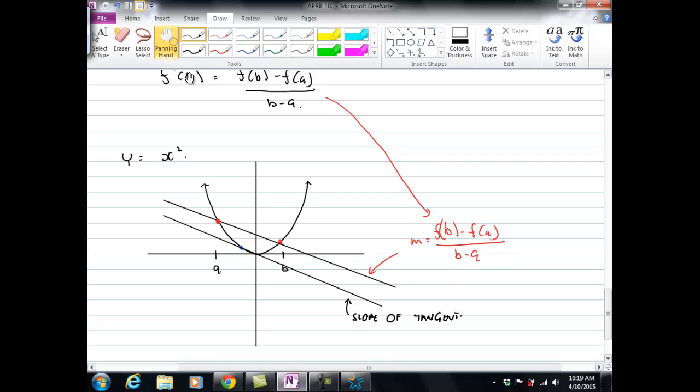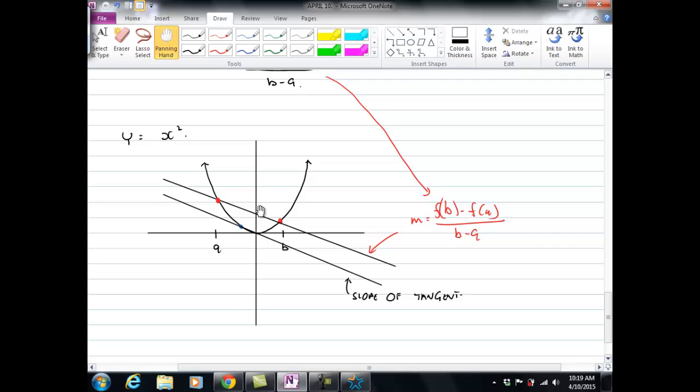In English, what this means is this. If I have a secant line connecting anywhere from A to B, that means there's a point C somewhere on this curve. Okay, here's a point C. That will have the same slope no matter what happens.